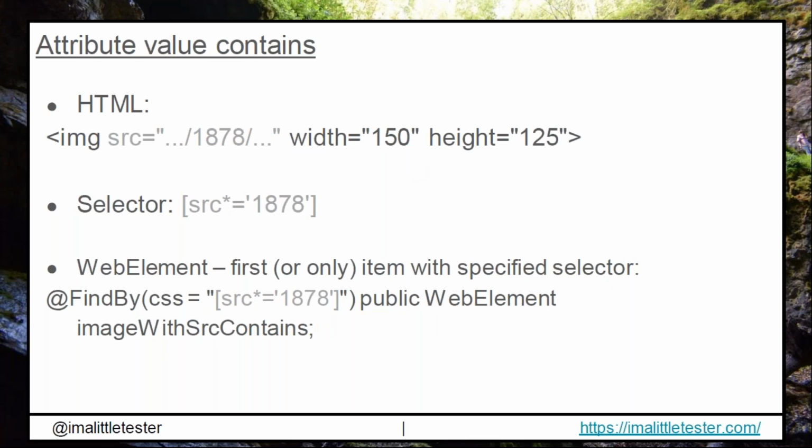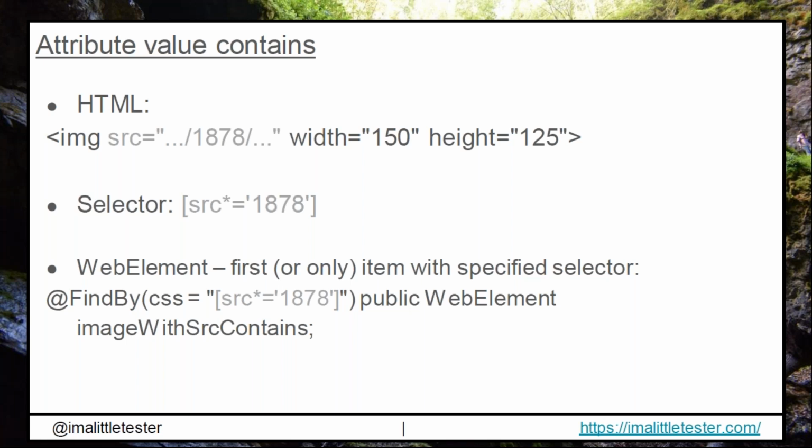In some situations, the attribute values are way too long. So let's say we have an image and we're interested in the source of the image. The source of the image can tell us that that image is unique. However, we don't want to write the entire source, or maybe the source is domain specific and we don't really know when we're writing the test on which domain we are running that test. We're just interested in that particular attribute to contain a certain value, not to equal that value.